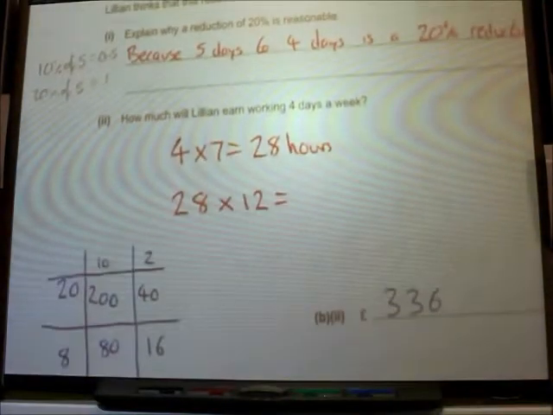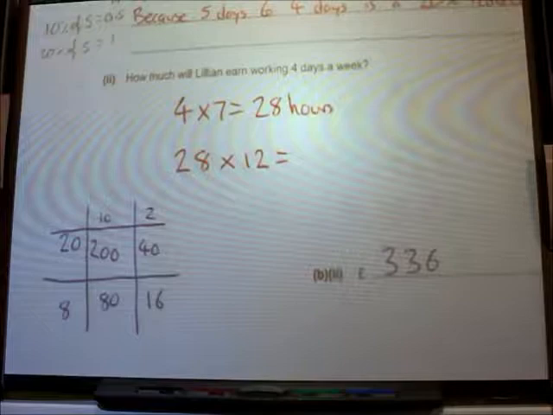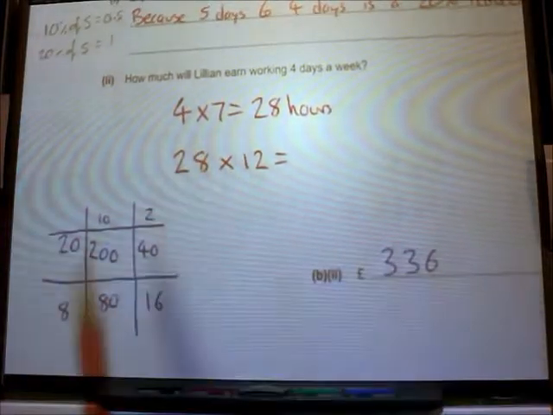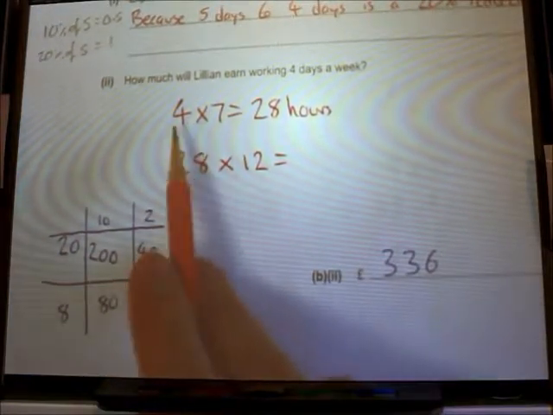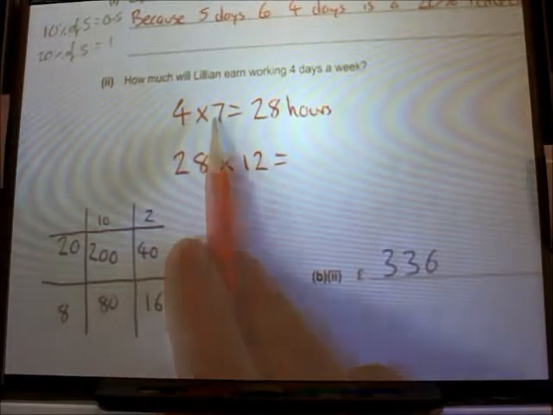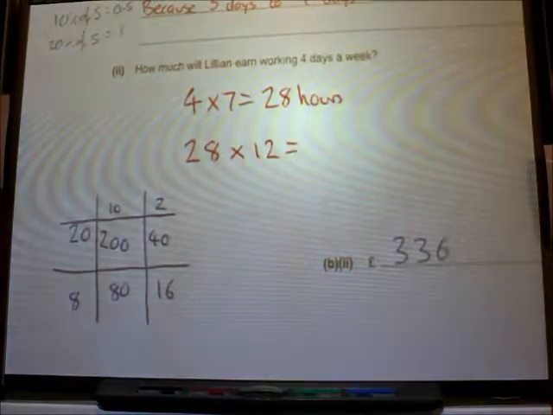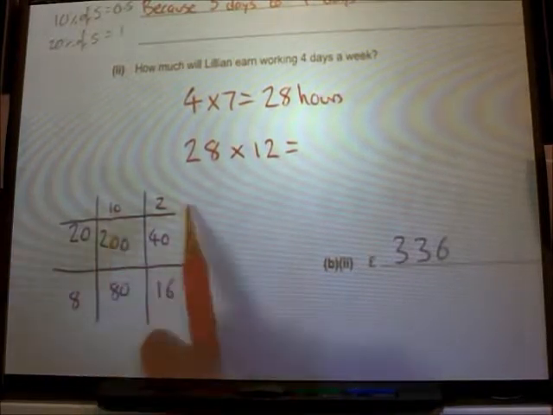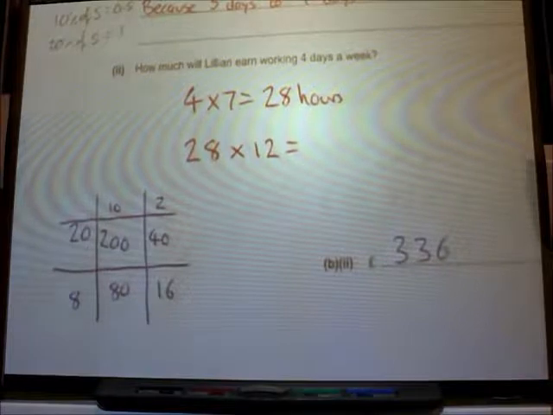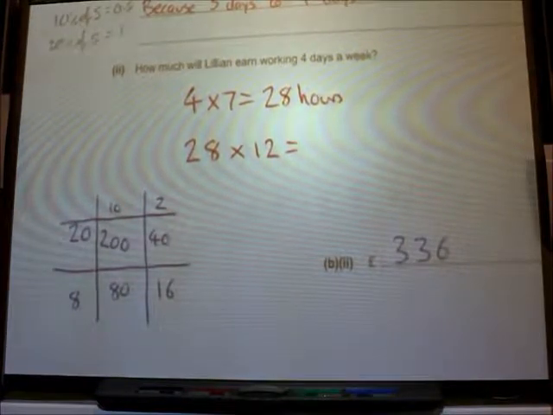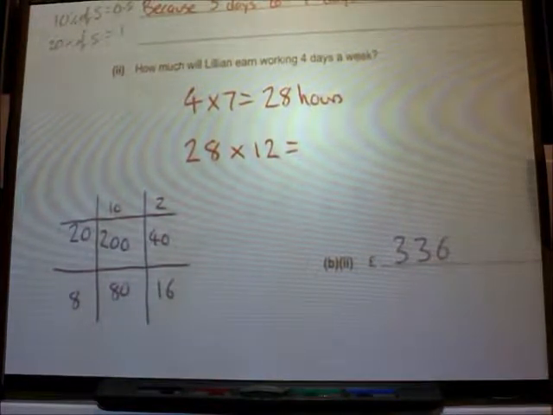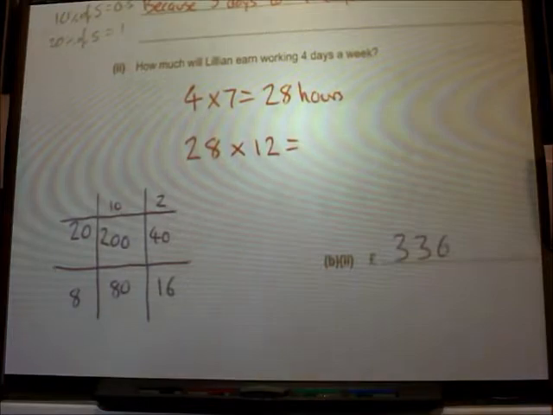How much will Lillian earn working 4 days a week? Well, get your first mark. She's working 4 days a week times 7 hours a day. She's working for 28 hours, and she gets paid £12 per hour. So you need to do 28 multiplied by 12. I've used the grid method. The answer is £336. You can use whatever method you prefer. I find that one fairly quick and fairly easy, but there's lots of other simple ones you could use as well. Question number 10.